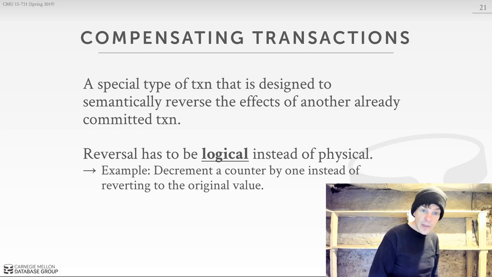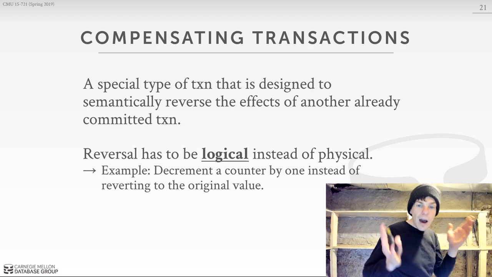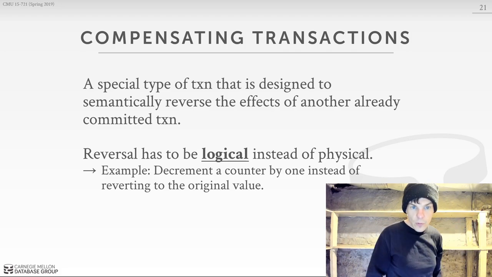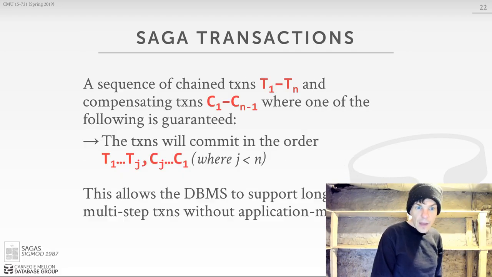So these compensating transactions are written by the application programmer, and they have to do these sort of logical reversals because only the application programmer can understand what it means for the database to be put back into a correct state after a transaction fails. So now the idea here is that we can use these compensating transactions in conjunction with chain transactions to do more complex, larger updates to our database. And these are typically what are known as saga transactions.